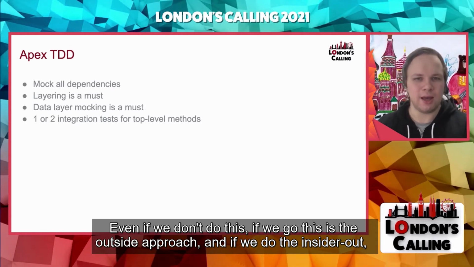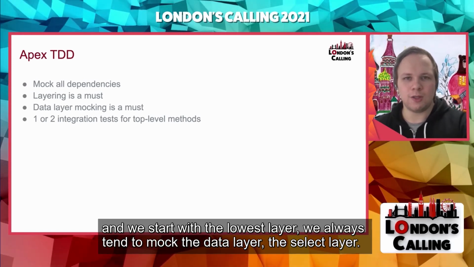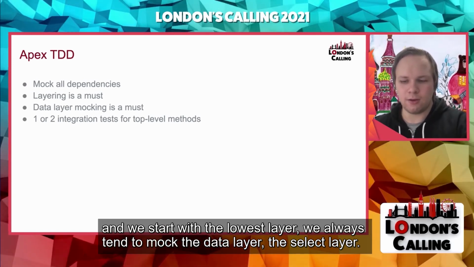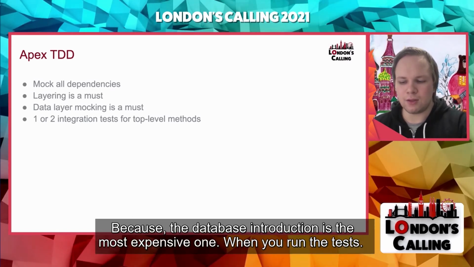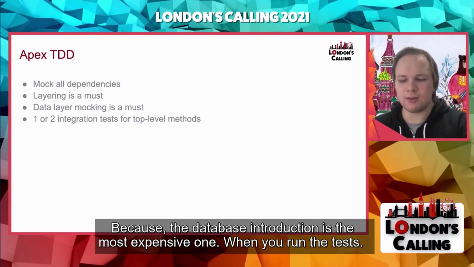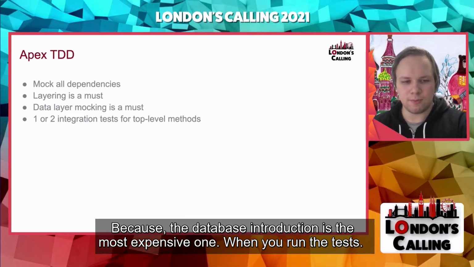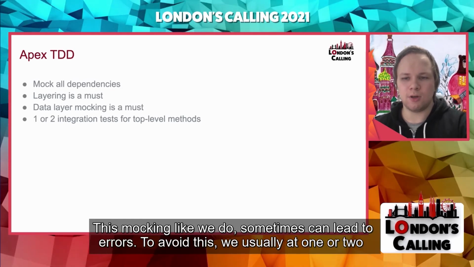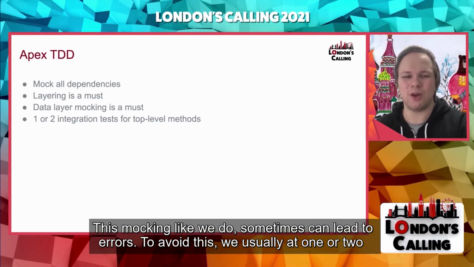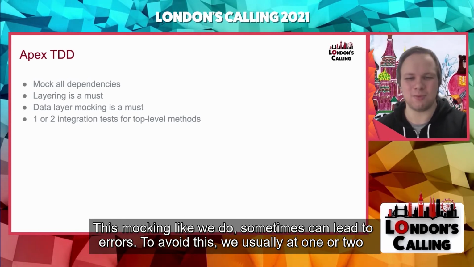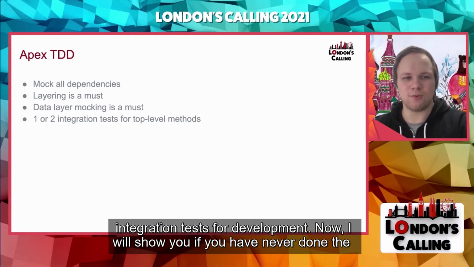And if we do the inside-out, when we start with the lowest layer, we always tend to mock the data layer, the selectors layer, because the database interaction is the most expensive one, timing-wise, when you run the tests. This heavy mocking, like we do, sometimes can lead to errors like field is not queried or something like this. To avoid this, we usually add 1 or 2 integration tests for top-level methods.